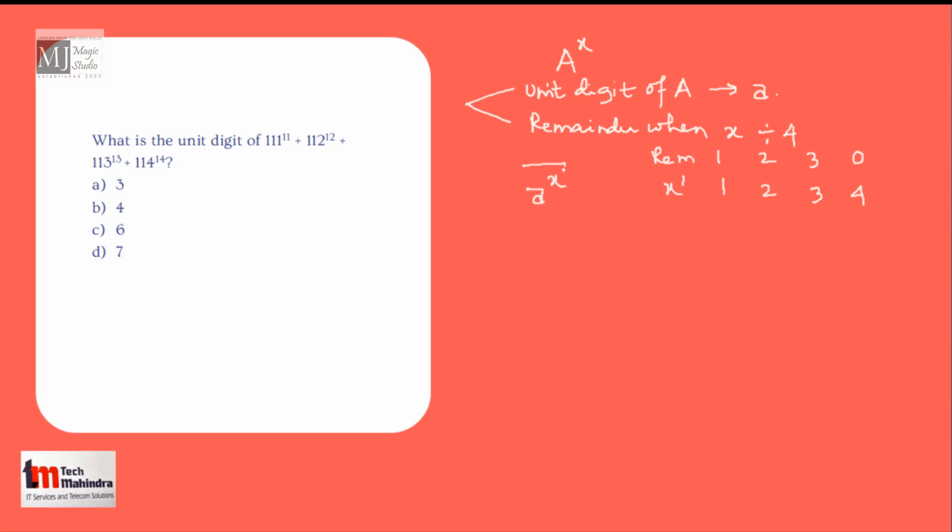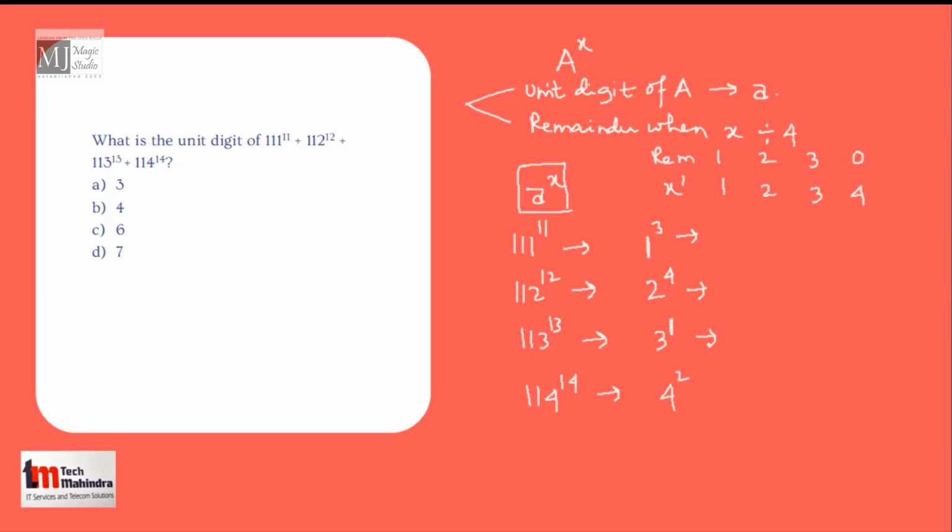So this is what I would be looking out for. 1 to the power 11: the last digit is 1, and 11 when divided by 4, the remainder is 3. 12 to the power 12: the last digit is 2, and 12 when divided by 4, the remainder is 0, so it would be 2 to the power 4. 13 to the power 13: the last digit is 3, and 13 when divided by 4, the remainder is 1. And 14 to the power 14: the last digit is 4 here, and 14 when divided by 4 will give remainder 2.